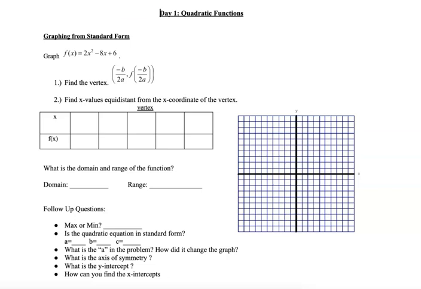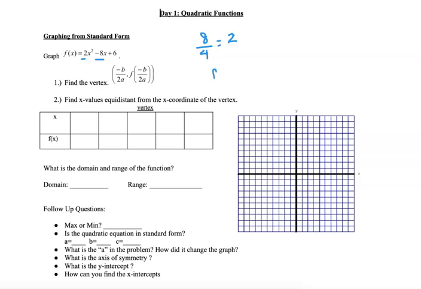So to find the vertex, we take negative b, where negative 8 is our b value. So negative of negative 8 is positive 8, over 2 times the a value, where the a value is the coefficient of x squared. So the vertex here has the x value of 2.